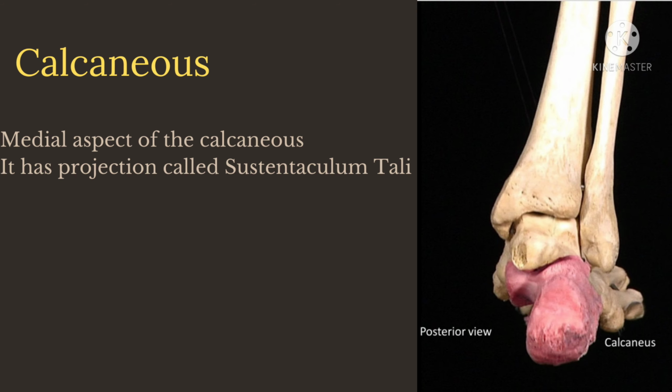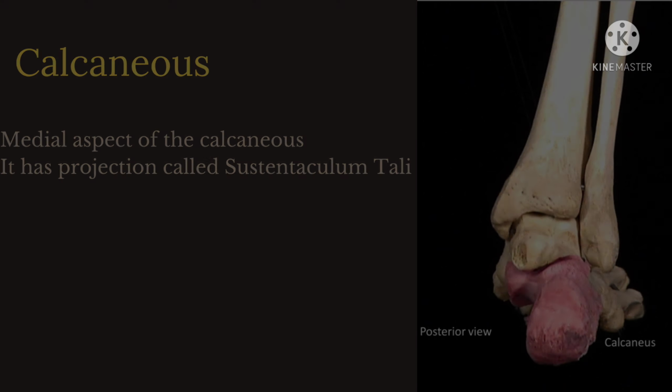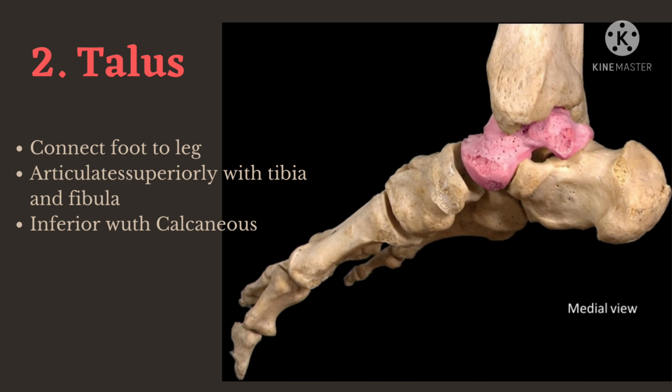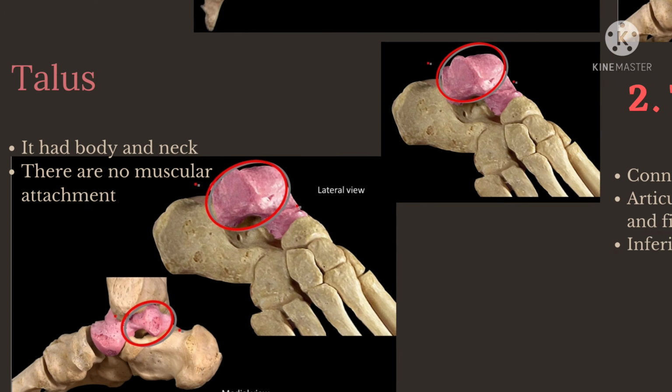Now let us move to the second bone of your foot, that is the talus bone. This talus bone connects your foot to the leg. There are two articulations, one superior and one inferior. Superiorly it connects with the tibia and fibula, and inferiorly it connects with the calcaneus bone, which we studied previously. So these two are the proximal and distal articulations.